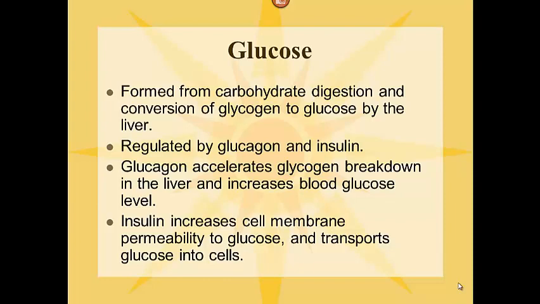Also, remember that glucose participates in glycolysis. Basically, in the reactions of the citric acid cycle, glucose is oxidized to form CO2 and water. This is no more than the Krebs cycle that was discussed in pathophysiology. Glucose is regulated by glucagon and insulin. Glucagon accelerates glycogen breakdown in the liver and increases blood glucose level.